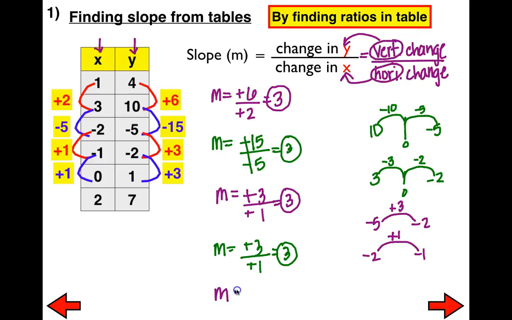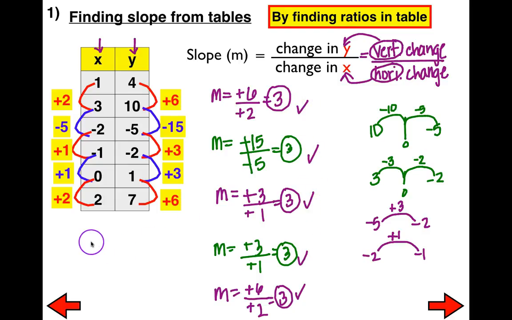My slope is going to be, well, how did 1 become 7? I had to add 6. That's my change in y. And how did 0 become 2? Well, I have to add 2. So that's going to be my change in x. So here it does check through. There was a constant rate of change. So I'm going to say that the slope is 3.